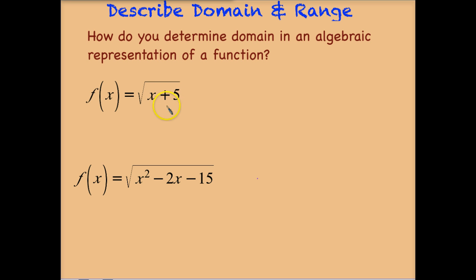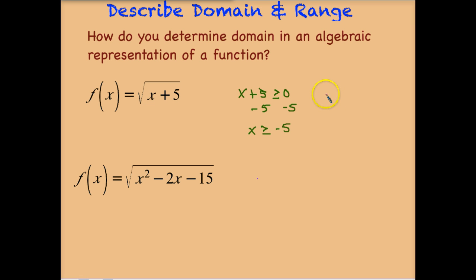So we know that this part inside, this x plus 5, will have to be greater than or equal to 0. We can have a 0 in here. We can take the square root of 0. We just can't take the square root of a negative number. So this one is very simple because we have 1x. We can just subtract 5 from both sides, and we know that our domain, written in algebraic notation, will be all numbers that are greater than or equal to negative 5.